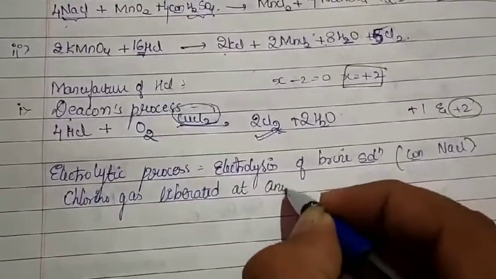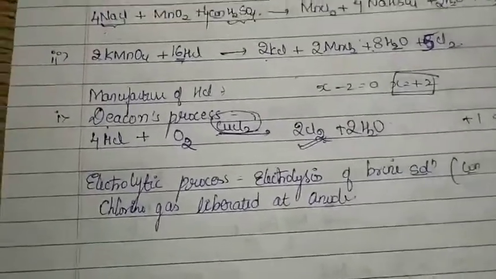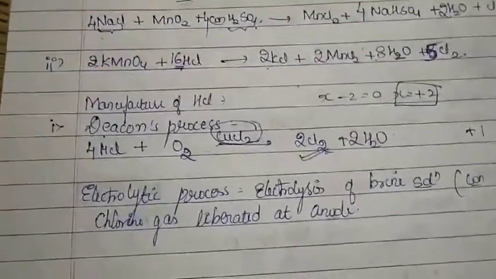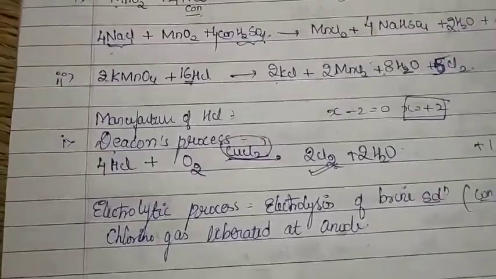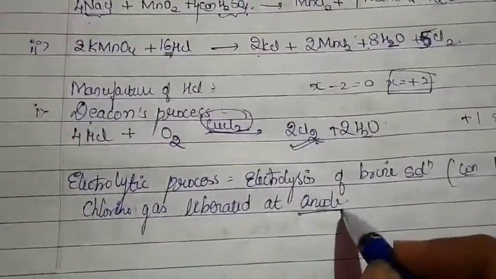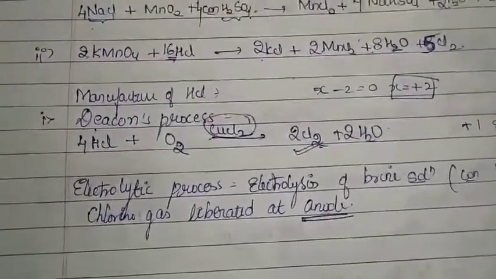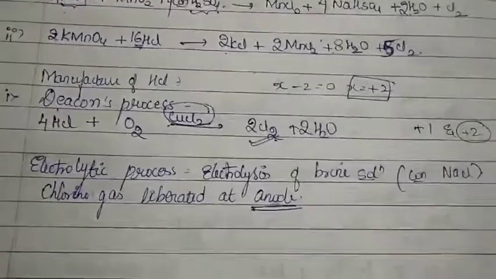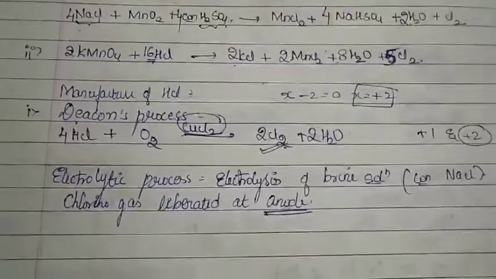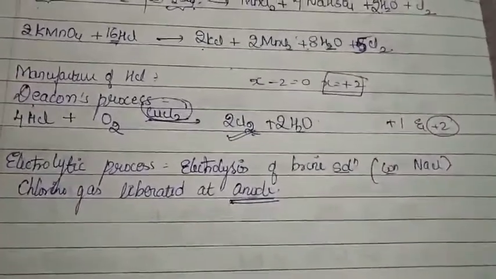This is also one of the important processes, because they can ask you in 1 mark: during the electrolysis of brine solution, on which electrode is your chlorine gas getting liberated? Basically it is your anode. So these were certain important parts one has to know, how to prepare your chlorine both in the laboratory and industrially.